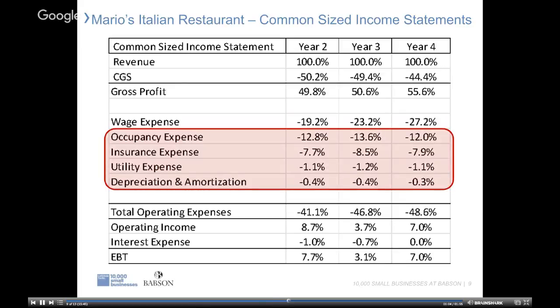The rest of operating expenses stayed relatively stable over the 3-year period. Note that this does not mean they did not increase in dollars, but just that they were relatively consistent as a percentage of revenue.